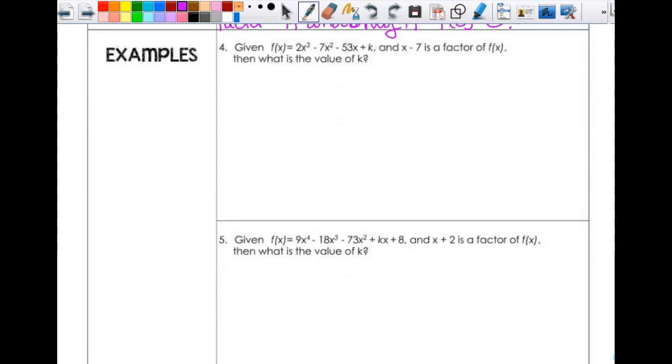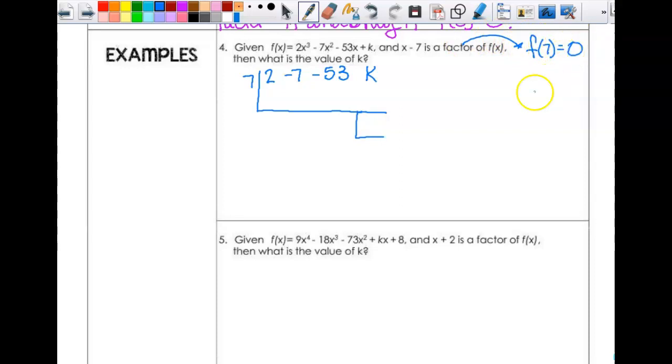So here's another k one, and it says, given f of x equals this, and x minus 7 is a factor of f of x, then what is the value of k? So I can set this up. I know I'm going to divide, so 7 goes on the outside, and on the inside, my coefficients here, and I've got 2, negative 7, negative 53, and k. But this time it didn't tell me what the remainder is. But if it is a factor, then that means that f of 7 has to equal 0. So my remainder is 0. Does that make sense to you?